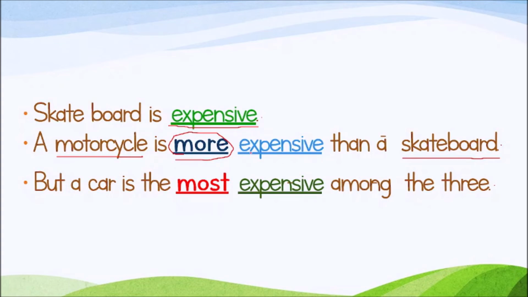So we add more because expensive is an adjective that has 3 syllables already. For the superlative degree, we use the word most because, again, the adjective expensive has 3 syllables. And for this one, we are already comparing the car, the motorcycle, and the skateboard. So the car is the most expensive among the 3.